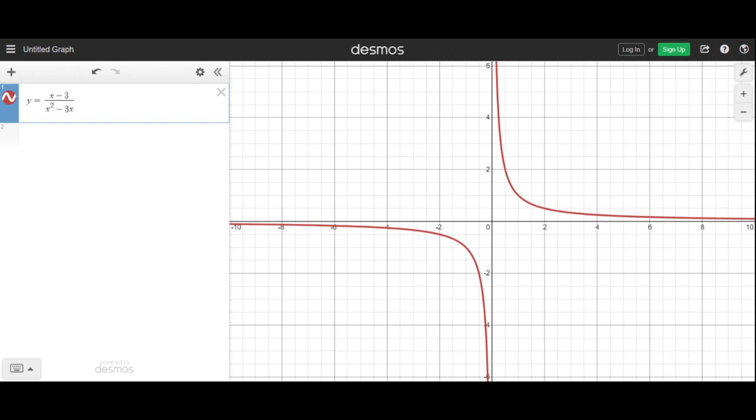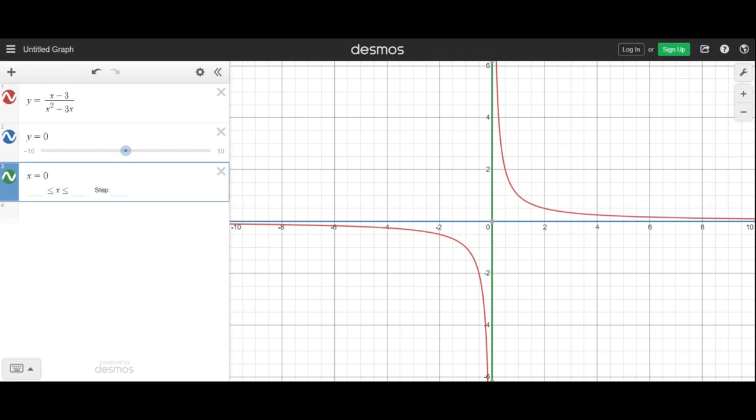Now we said we should have a horizontal asymptote at y equals 0. X-axis, there's that blue line, that's our horizontal asymptote. We also should have a vertical asymptote at x equals 0, that's that green line. Okay, so that's correct. And remember we said our domain, though, does not include positive 3.